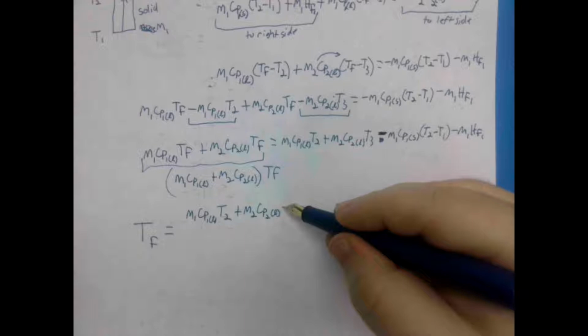You can clean this up if we assume object 1 and object 2 are the same substance. We can get rid of the 1s and the 2s on the CP. So liquid. We can factor these out. Let's see if there's any factoring we could do.